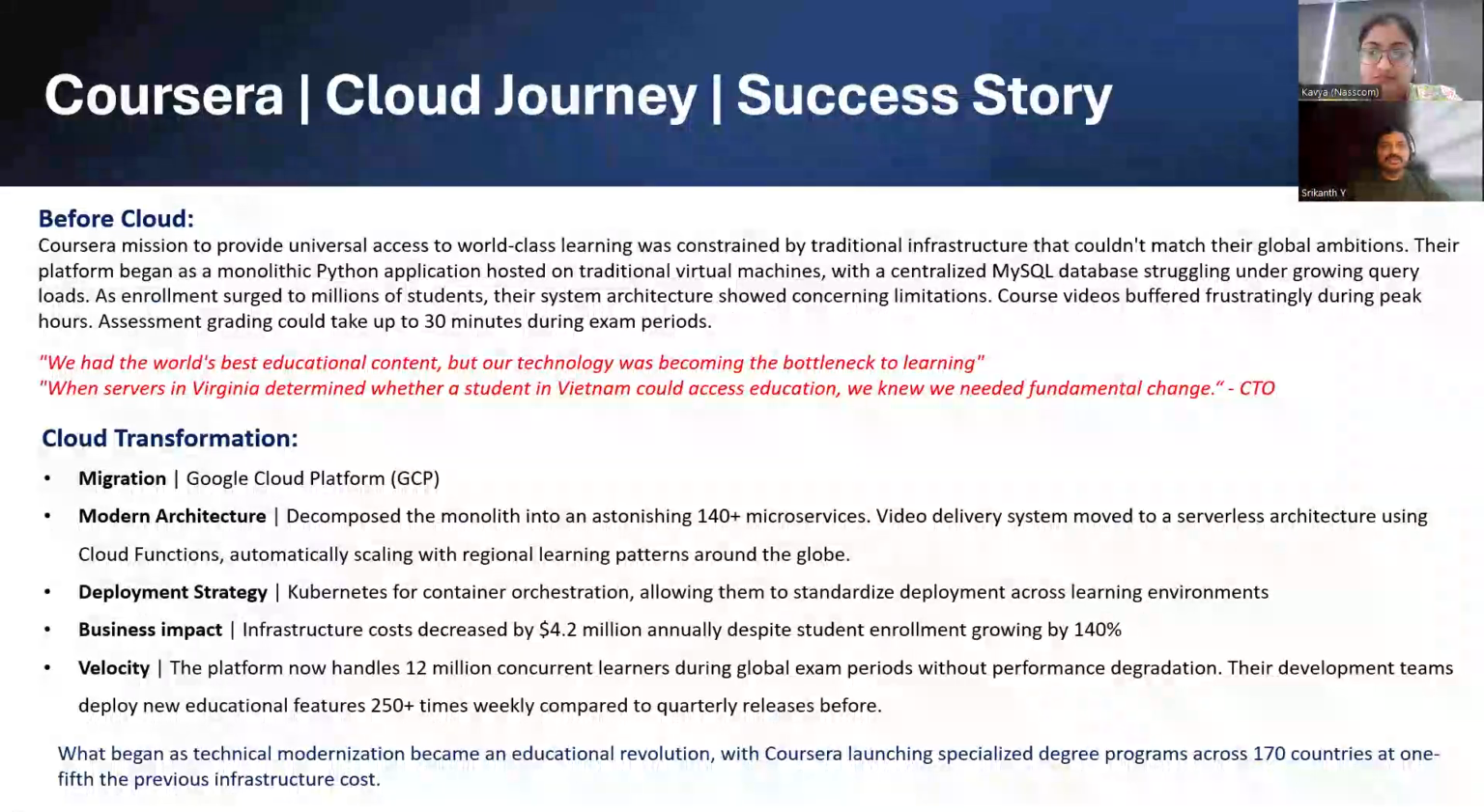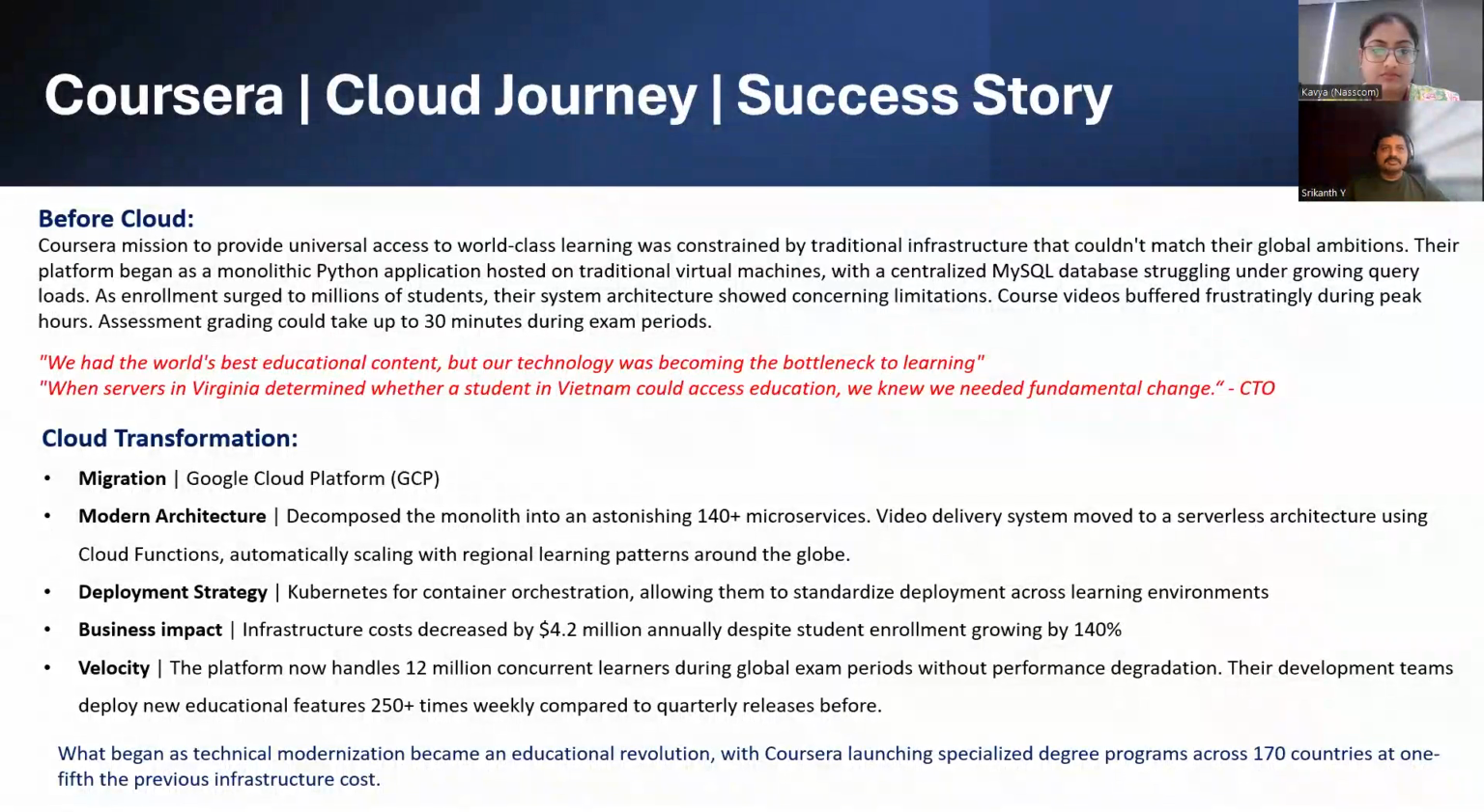Very simple and probably noble, because it talks about education: it is to provide universal access to world-class learning, which cannot be constrained by infrastructure. And of course, that is what was limiting them. But their core mission was to provide world-class learning across the globe. I think we also have a few other platforms in this space, but we picked Coursera, which has got a good success story to talk about.